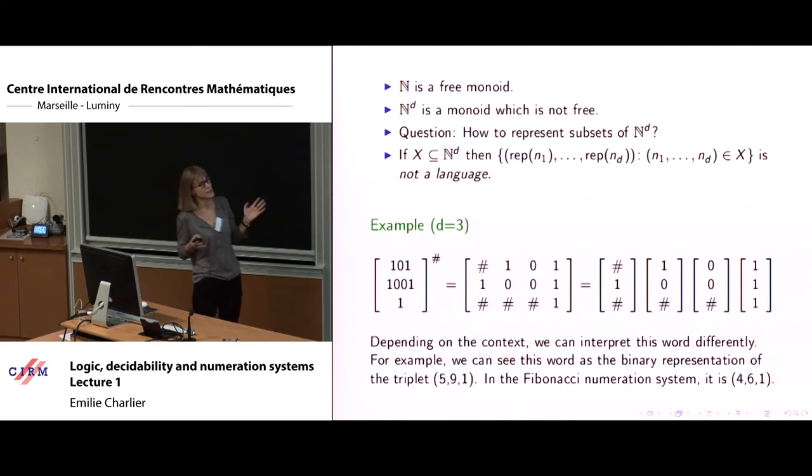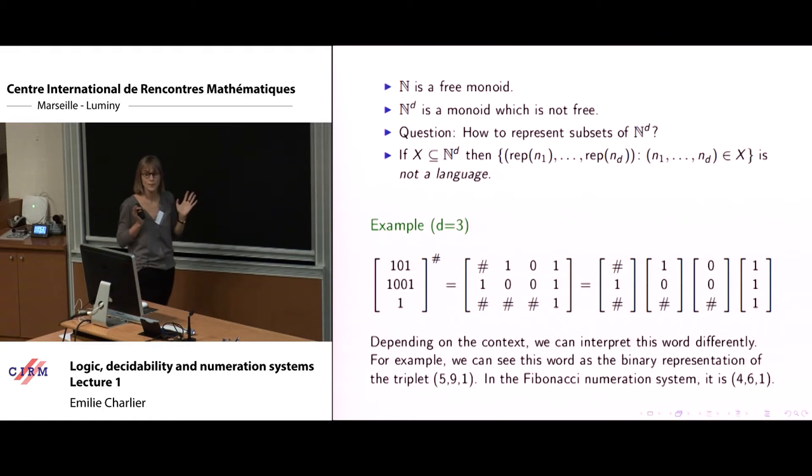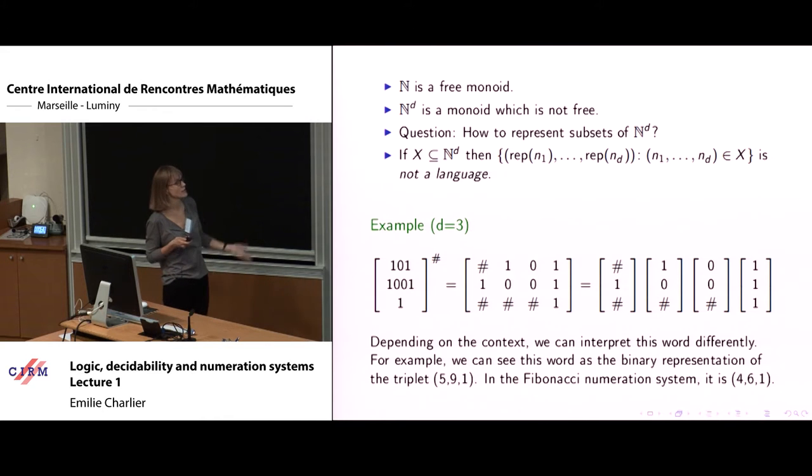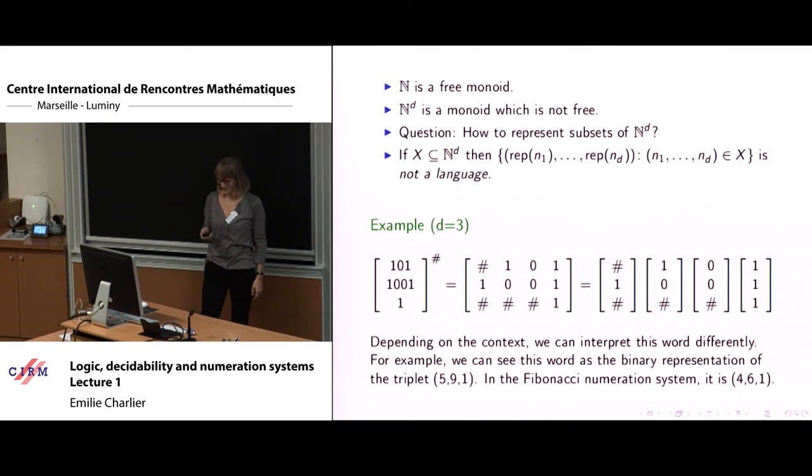So, of course, here is just a language configuration. Depending on the numeration system you're in, you will interpret this triplet in a different way. So, for example, in the binary case, you have 5, 9, 1. And if you take another system, maybe the Fibonacci system, then this triplet will represent another triplet of integers, which is 4, 6, 1. You believe me, but I will define this in a minute.